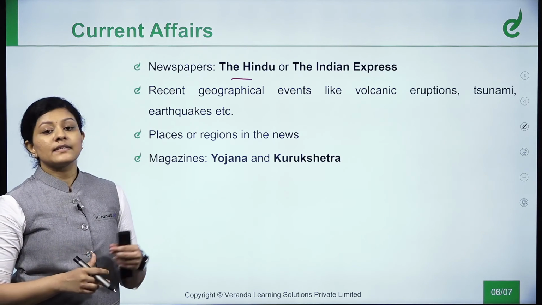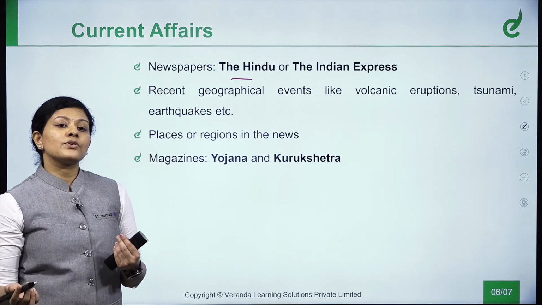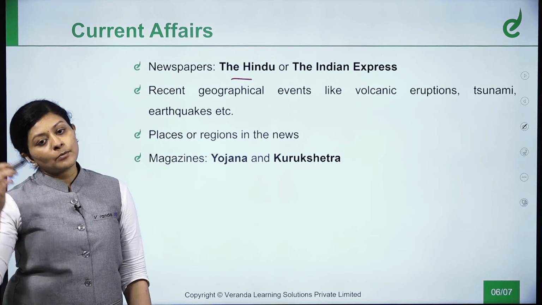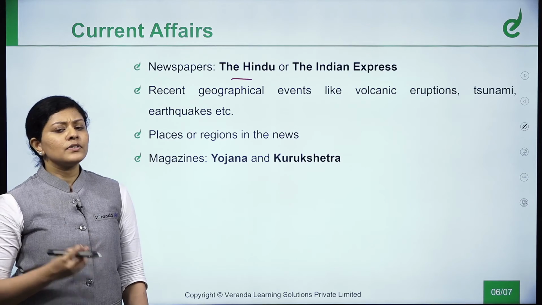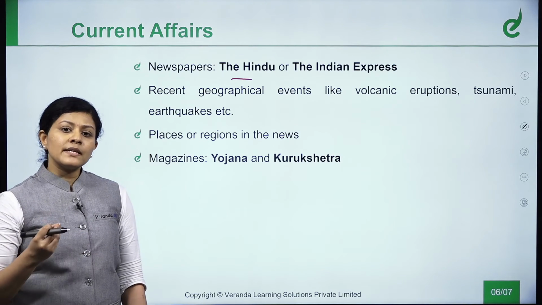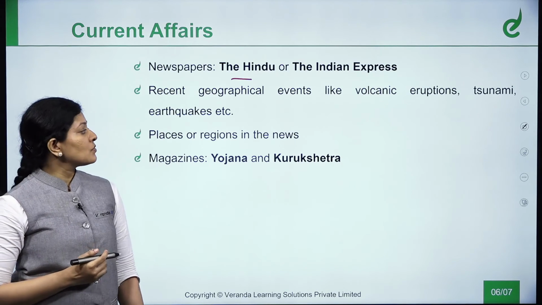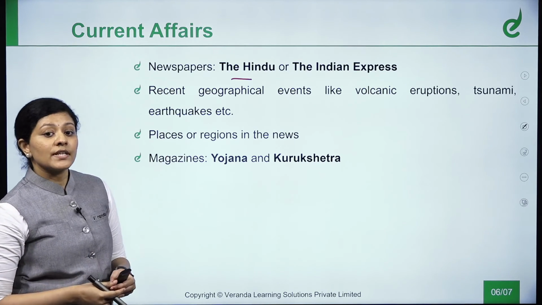For example, the recent unrest in Myanmar. There can be a potential question asking which Indian states border the country of Myanmar. This is one of the examples. There are many such events happening around the world. It might be insignificant, but it can still have a chance of appearing in a question. So you have to read about the places and regions in the news.